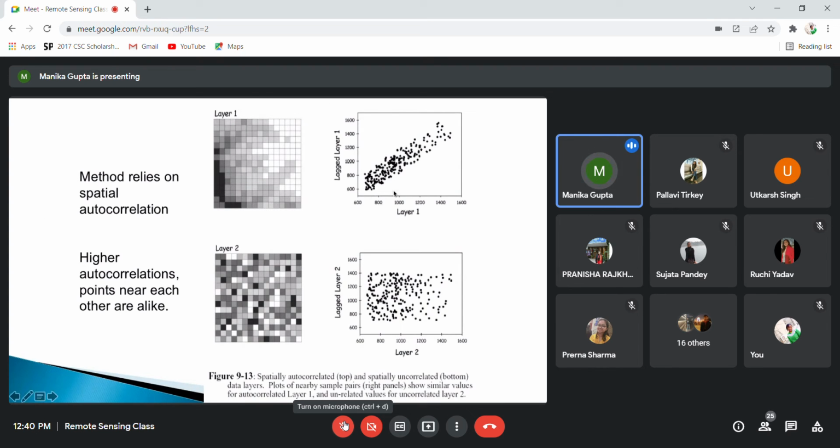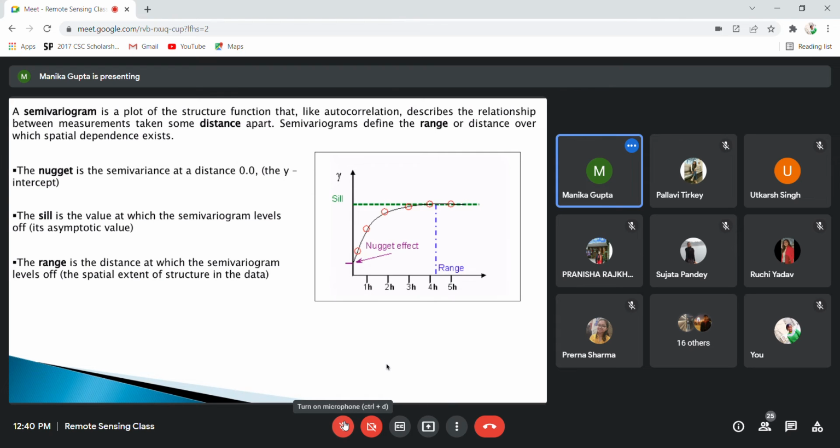If you have 2 data sets, how are they correlated? Here you can see there's a high correlation. Here it is totally scattered, so the correlation or autocorrelation is not there. Okay. So if we go by the definition, it is a plot of the structure that describes the relation between the measurements which are taken at some distance. Okay, so we get this kind of a plot here.